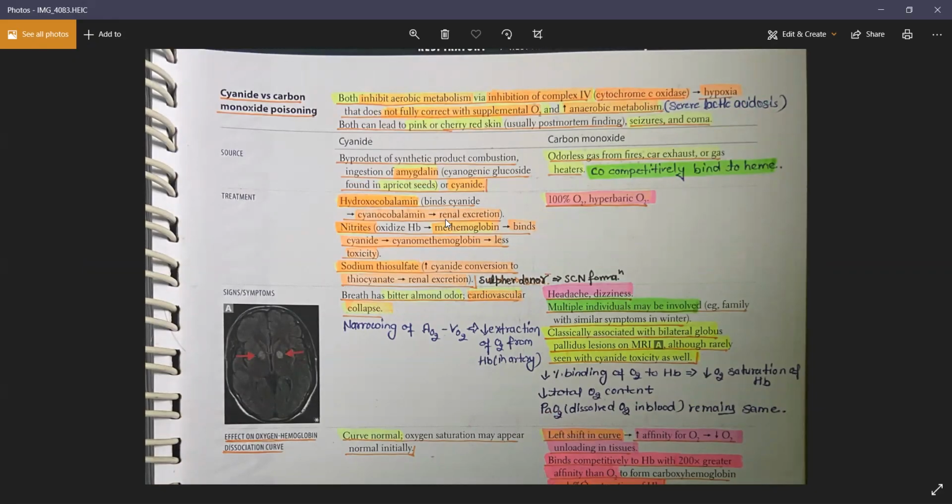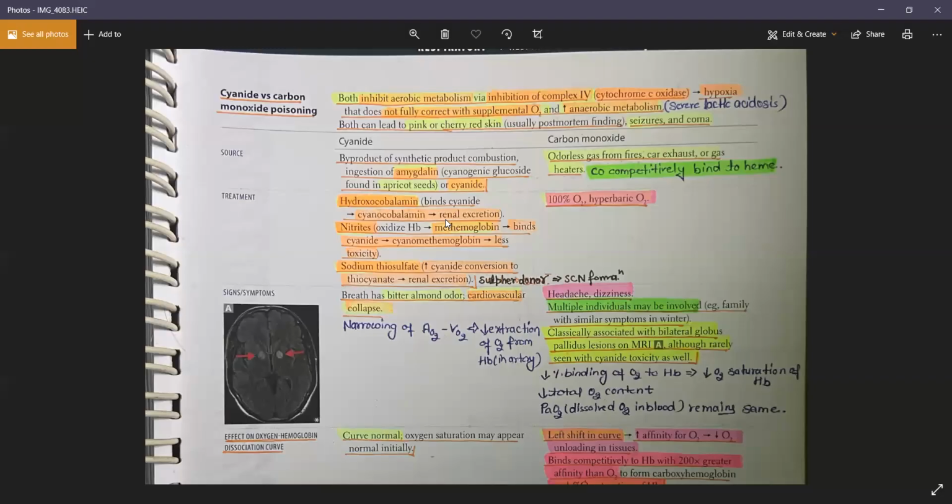Excuse me, where can we find the sources of cyanide? Where can we get it? So you can find it in apple seeds. Remember, apple seeds are a very rich source of cyanide. Apricot seeds can also be a source. So these are the sources where you get cyanide poisoning. Apple seeds, apricot seeds, amygdalin. These are all the sources of cyanide.